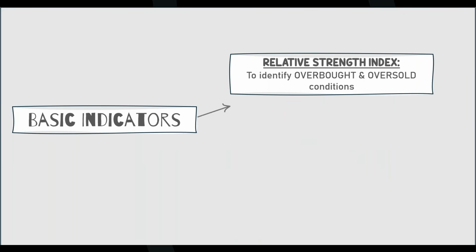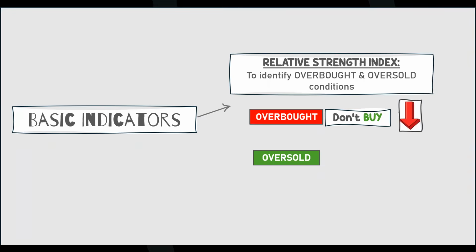Another one would be your relative strength index, which identifies overbought and oversold conditions. When it's overbought, don't buy because prices are likely to fall. When it's oversold, don't sell because prices are likely to go up.